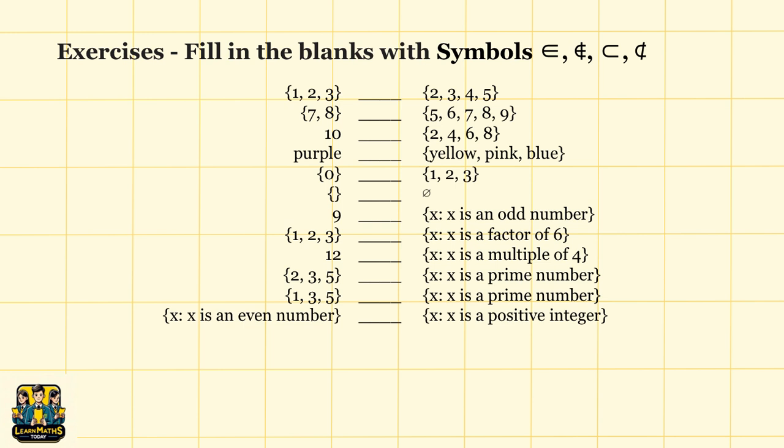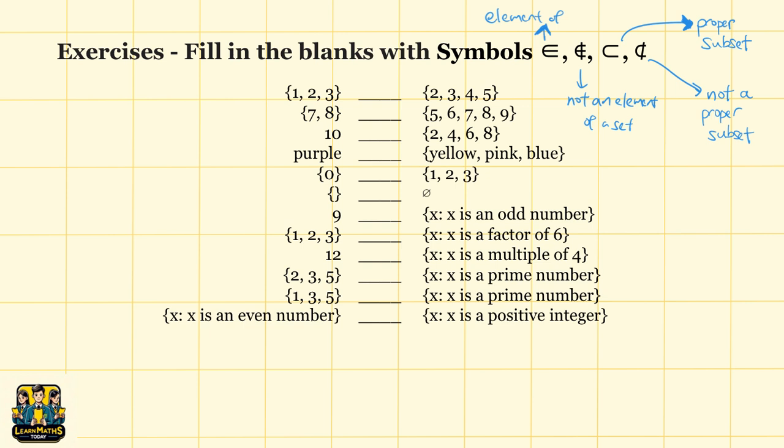Now let's begin. So there are four symbols here that we have to use. The first symbol refers to being an element of a set. The second one, with the line crossing the belong to symbol, indicates not an element of the set. The third one refers to being a proper subset of a set. And the last one means not a proper subset of a set.